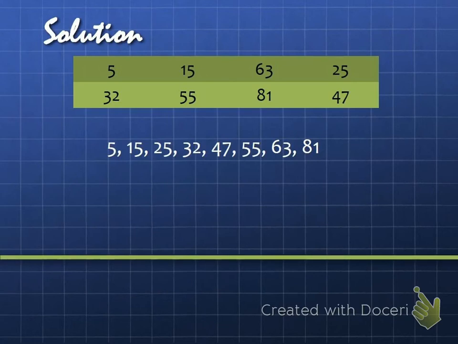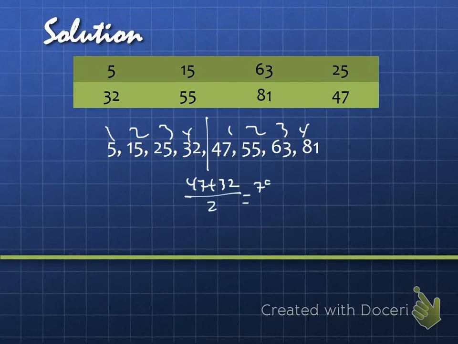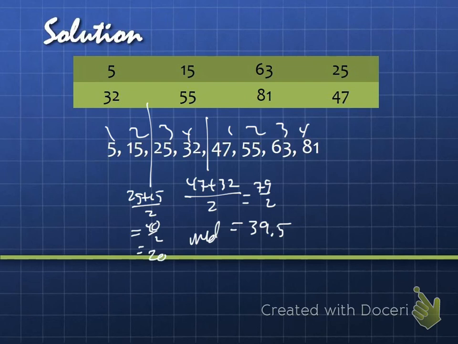Okay, what did you come up with? So here's the data listed in order. So 4 and 4. So we got an average for the median. So it's going to be 79 over 2, or 39.5. So that's our median, right? And then our Q1 should fall right there. So again, we got to find the average. And then Q3 will fall right there.